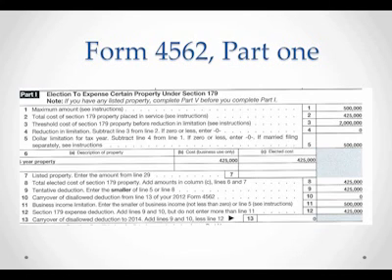Line 11 is that business income limitation I said we would talk about. You cannot use this provision to create a loss. Remember, we had the same thing with the home office deduction. Sometimes they just put limits on your ability to use the expenses from one venture against others.